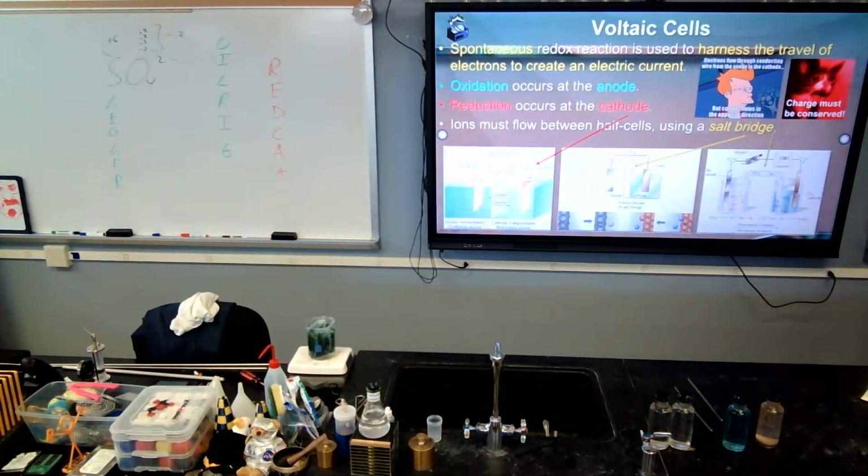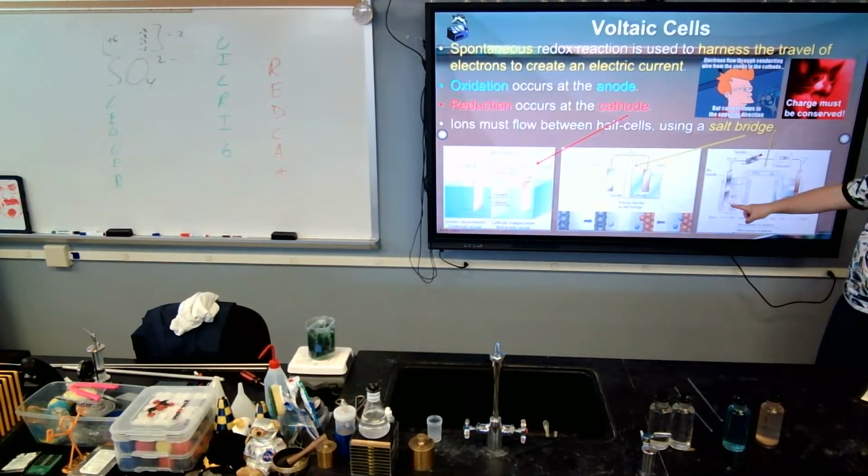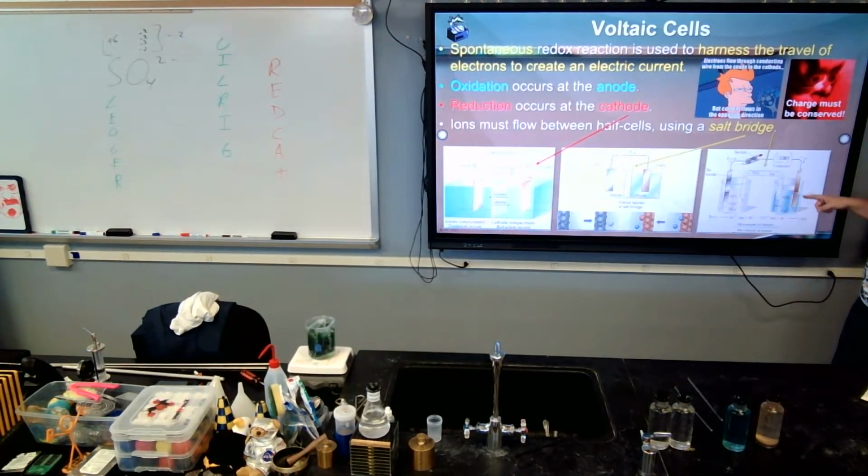As the reaction proceeds, zinc metal is becoming zinc 2+ ions. Copper ions are becoming copper metal. Electrons are traveling through our wire, through our voltmeter. Nitrate ions, to balance out the charge, are moving from this cell up into this cell. What's happening to the concentration of zinc nitrate in the zinc cell? It's going up. It's going up. And that is measurable. We can observe that.